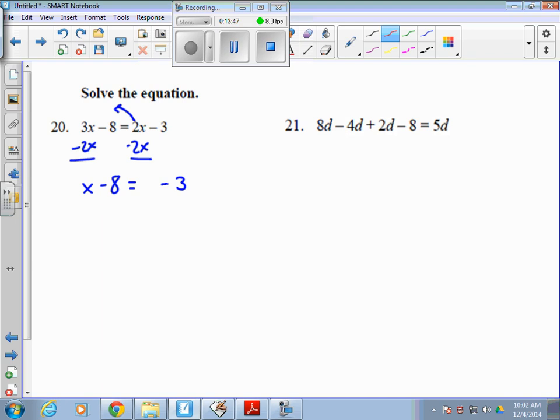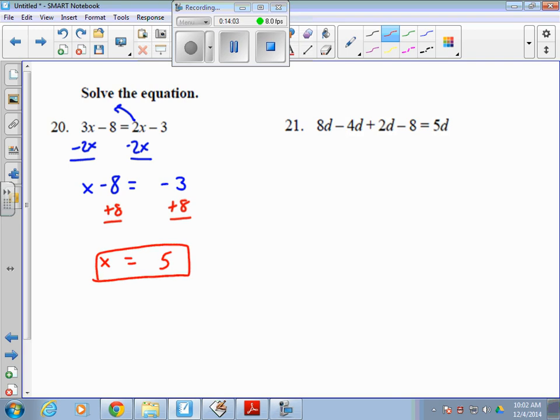Undo minus 8 by adding it to both sides. X equals, think of a number line if you have to at this point, negative 3 plus 8, or subtract them since they're opposite signs. You get 5, and 8 is the higher absolute value, so it's going to be positive 5.